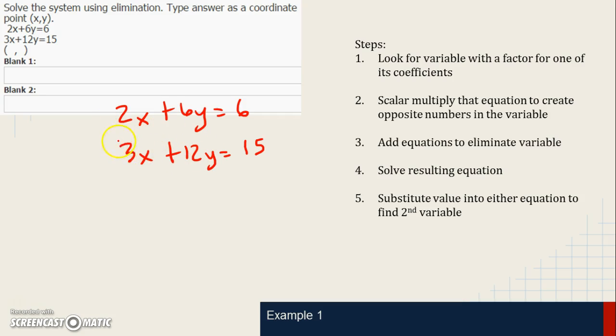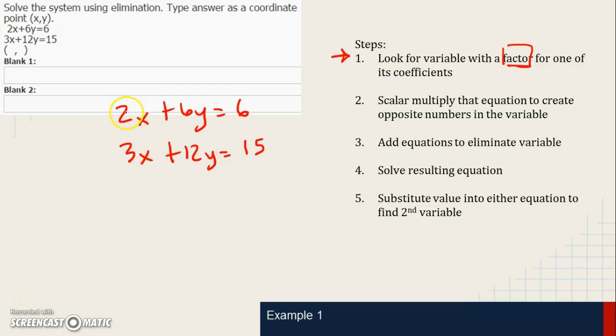So if you look at the equations right now, you can see that there are no opposite numbers in front of the variable. So we have 2 and 3, those are not opposites. 6 and 12 are not opposites. So what we're going to have to do is eventually create the opposites by multiplying. So our first step is to look for the variable that has a factor, meaning a number that can divide into the coefficient of the variable in the other equation. So does 2 divide into 3 evenly? No, it does not. So 2 is not a factor of 3.